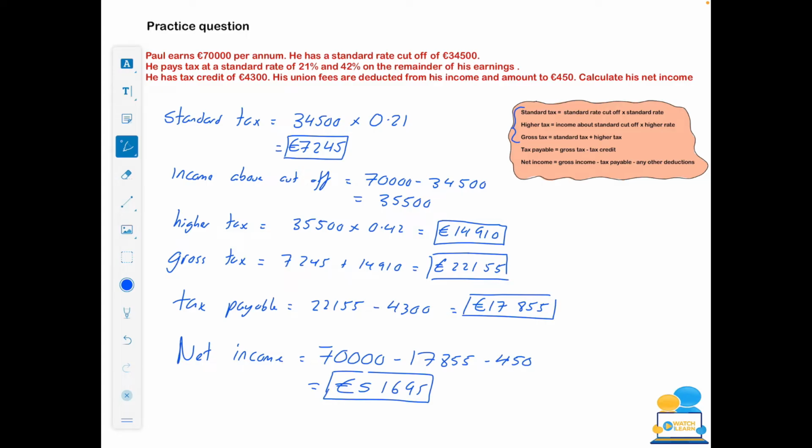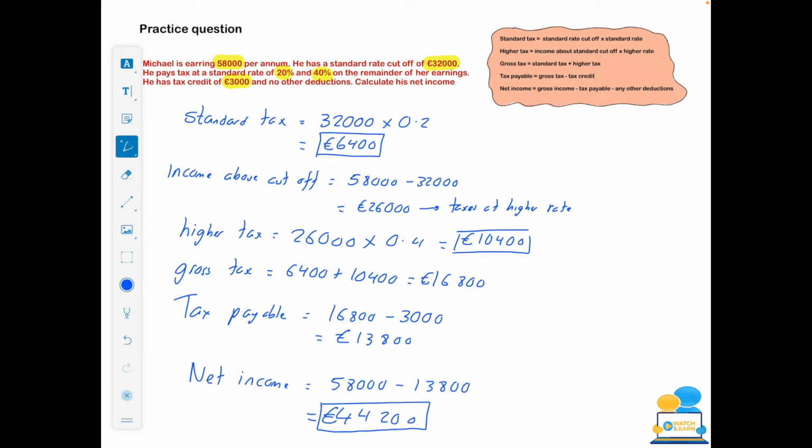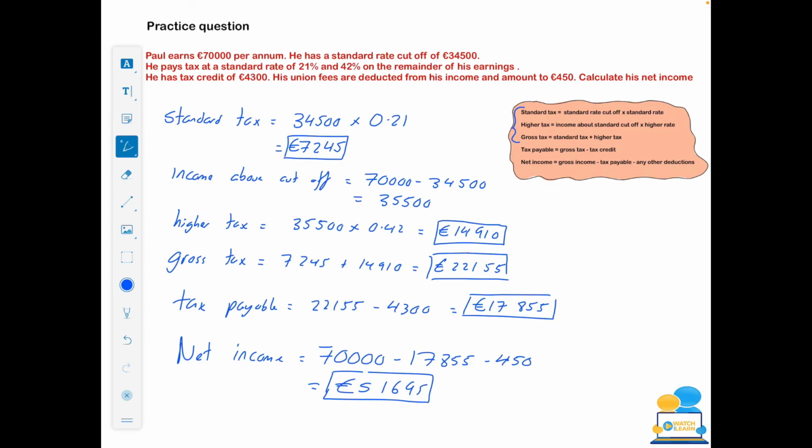What you really need to practice is structuring these questions. This second question and this first question are nearly exactly the same thing. You'll notice when you're doing these questions that the numbers are always quite similar. The standard rate is always 21, 20, 22, and the higher rate is always around 40, 41, 42. Tax credit is usually similar enough as well, as is the standard cutoff point, because these are the real numbers that are used in real life, or close enough to them as possible. The only thing that will really vary is the deductions and their gross income, so their starting income.